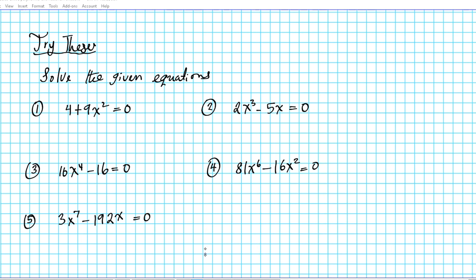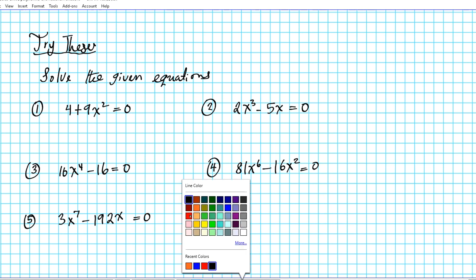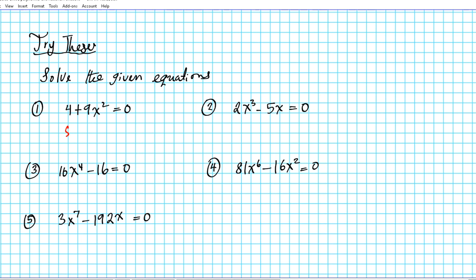Alright, welcome back. Hopefully you had a chance to try the problems. The solutions are as follows. For number 1, we have negative 2 over 3 i and 2 over 3 i. You notice that the imaginary roots come in pairs, namely opposites of each other. Number 2, our solutions are negative root 10 over 2, 0, and root 10 over 2.